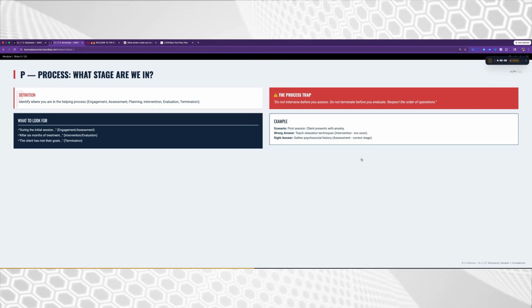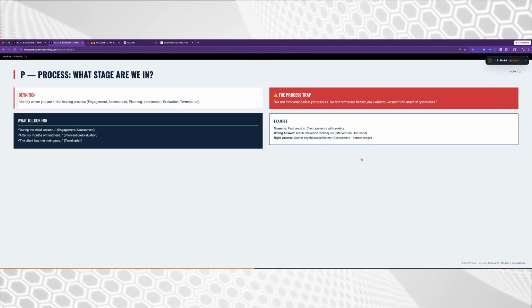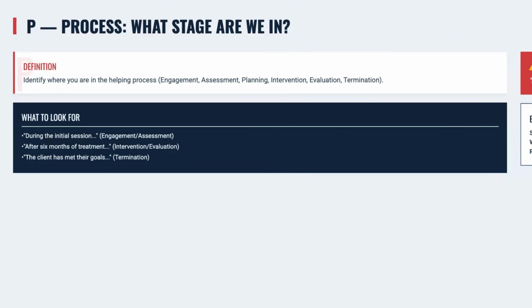I meant to ask you guys what was next after RSVP, but it is the P. So what stage are you in? This is where you need to know the social work helping process. You need to know the stages of treatment for sure. Will we go over that? Absolutely. But right now we're focusing on the actual strategy. So if you're going to use this strategy, you need to understand the process. What happens in the beginning stage of treatment, in the middle stage, at the end stage of treatment. So having an idea of what takes place there.